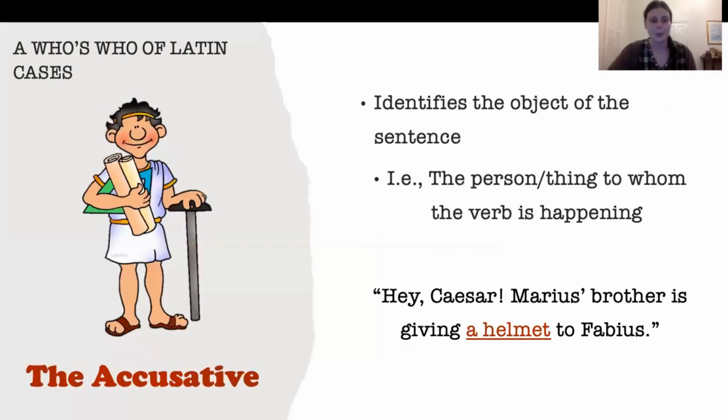Okay, then we've got the accusative. So the accusative is going to be identifying the object of the sentence, which we also looked at. So this is the person or thing to whom the verb is happening. So, hey Caesar, Marius's brother is giving a helmet to Fabius. Helmet in Latin would be in the accusative because it's the object that's being given.